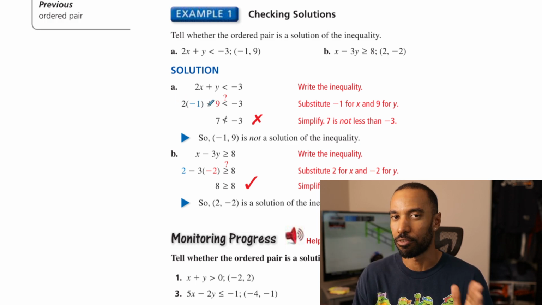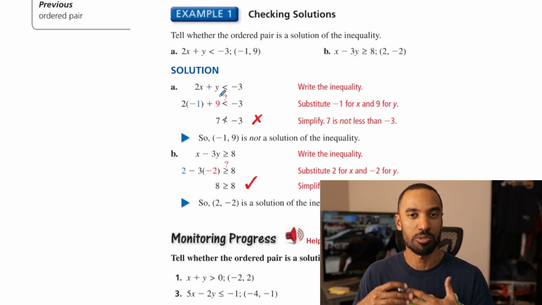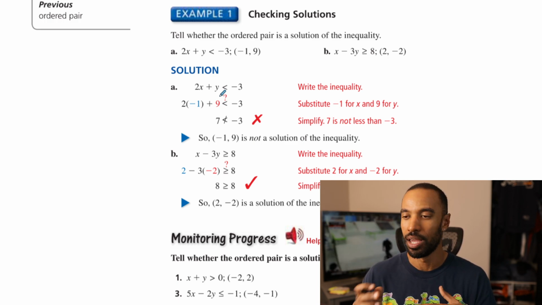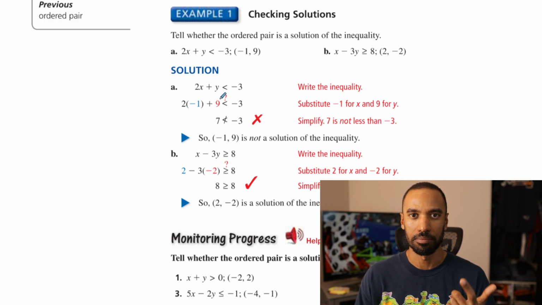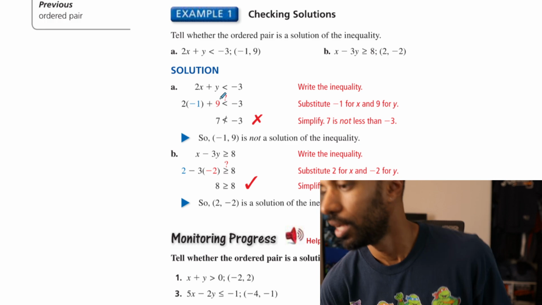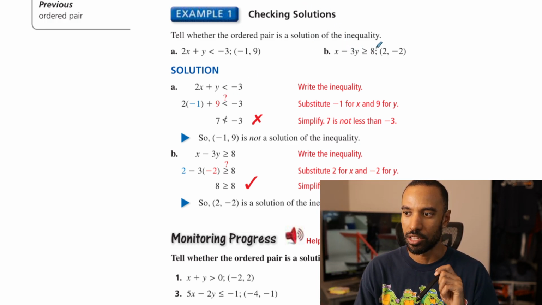Now, it's very specific for that x and y, it's not a solution. That's not to say that x is -1 can't make a solution given the right y value, and same with the 9 for y, you can't do it with a certain x value, but that specific one, no bueno. Let me sinking a little low there. Part B, x minus 3y is greater than or equal to 8.